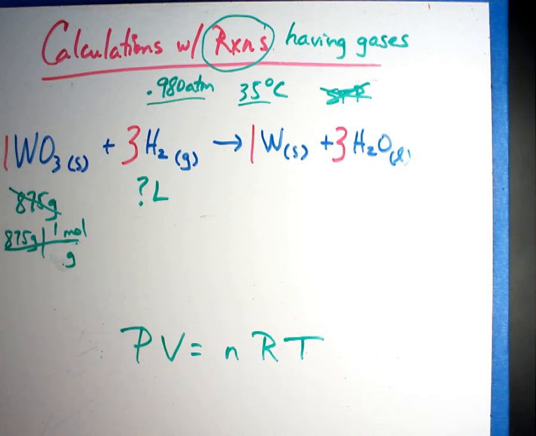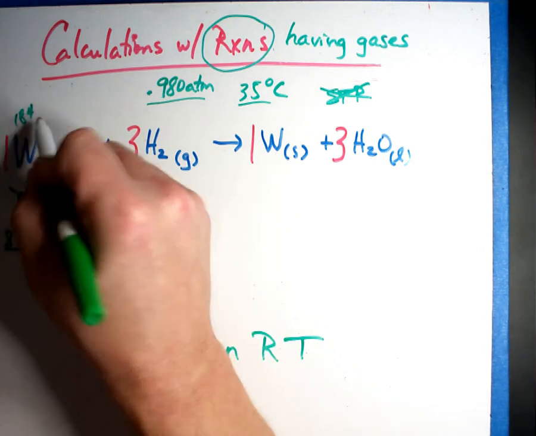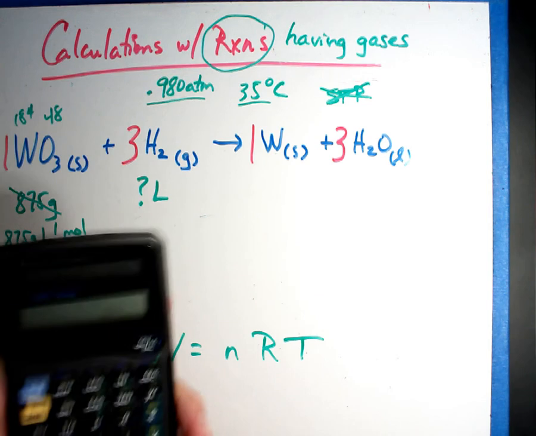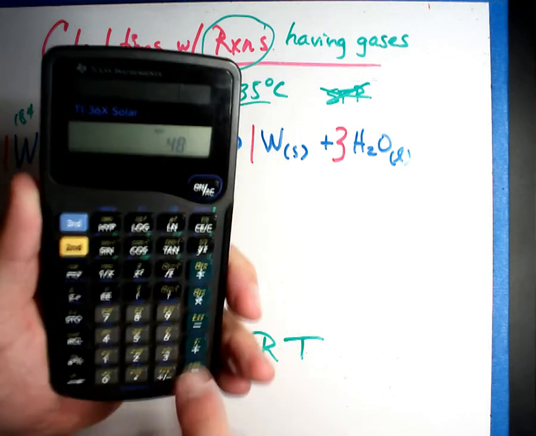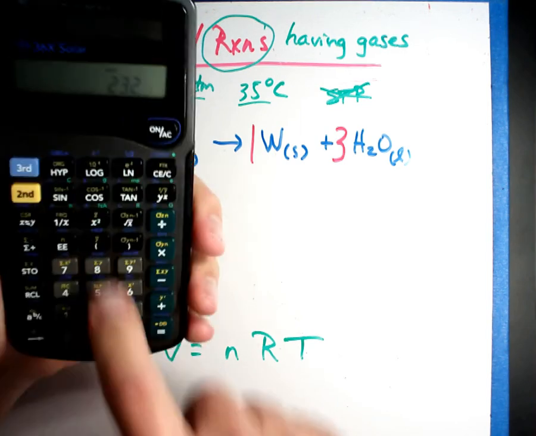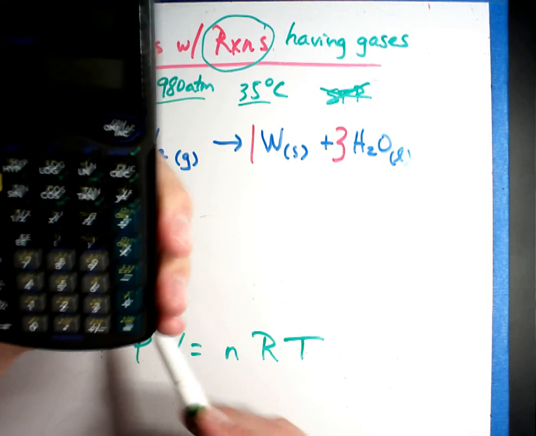So we're going to take tungsten and figure out how much tungsten weighs. I have to look that up in the back of this book. I don't have this one memorized. Tungsten has a weight of 184. Oxygen is 16 times 3 is 48. So again, I'm going to use my handy-dandy calculator to make sure I get all the numbers right. 184 plus 48 is 232. So 875 divided by 232 equals 3.77 moles.